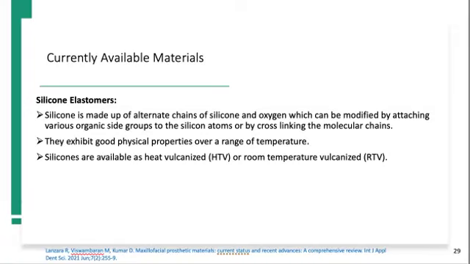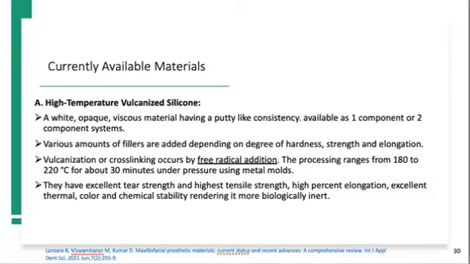So we divide them into heat vulcanized and room temperature vulcanized. The heat temperature vulcanized silicones are a white opaque and viscous material having a putty-like consistency. They can be in one component or two component systems. Various amounts of fillers can be added to this material according to the degree of hardness, strength and elongation that is required.